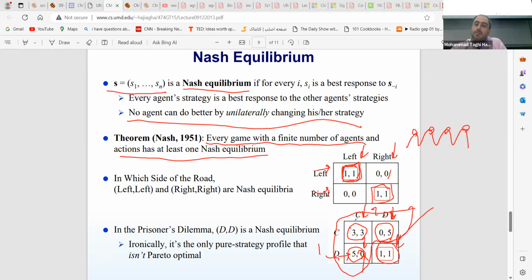Sometimes this happens. For example, here, if you remember, this was not only a Nash equilibrium, but also Pareto optimal. So this was a very good thing, actually. So in general, if there are more settlements for the same solution, then it means that we are in a better situation.